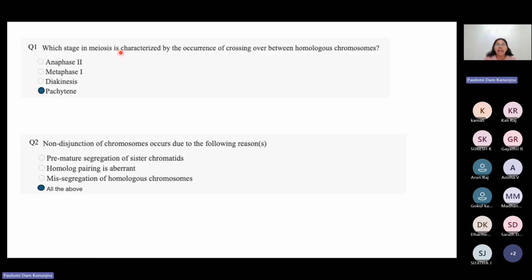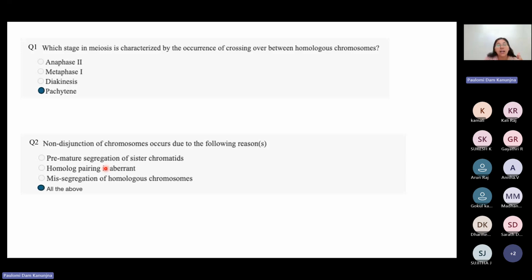Which stage in meiosis is characterized by the occurrence of crossing over between chromosomes? It is pachytene. So you will remember leptotene, zygotene, and then you have pachytene, and then diplotene and diakinesis.